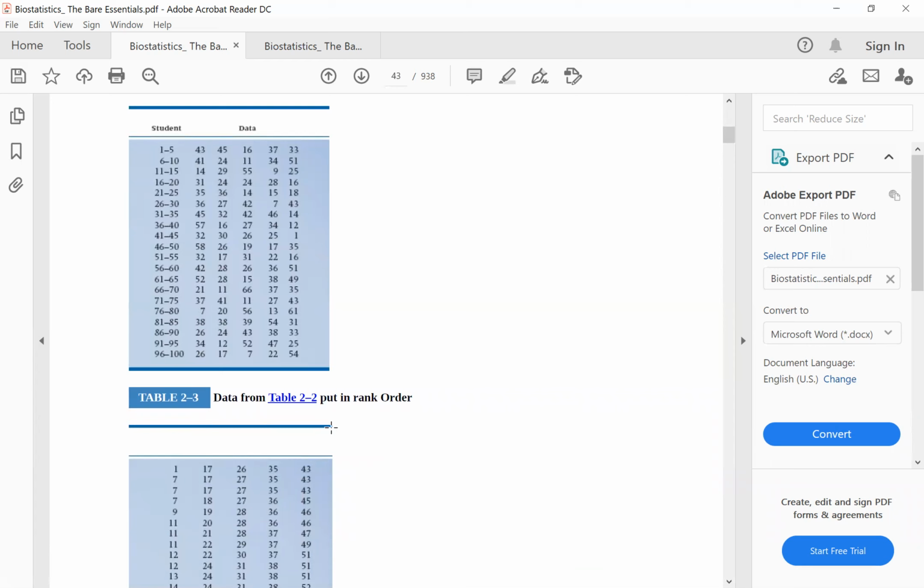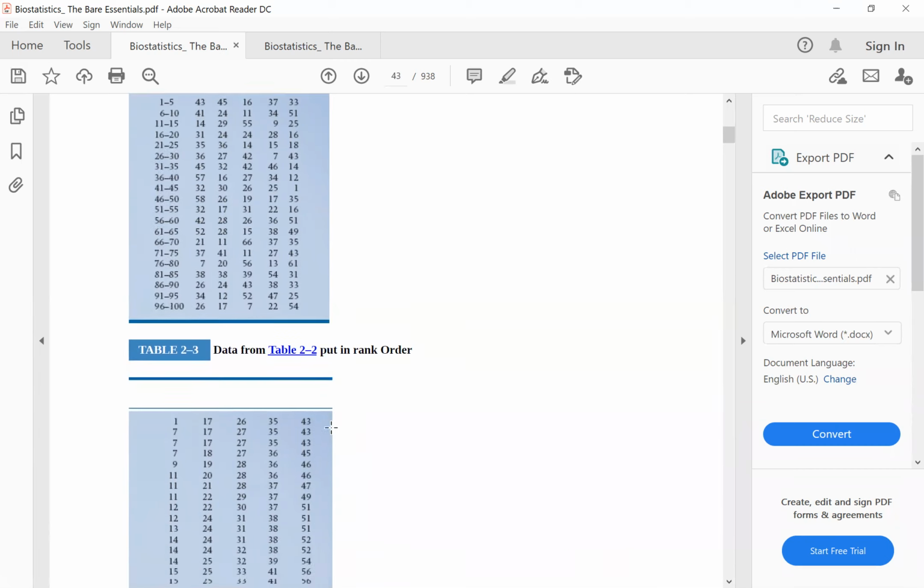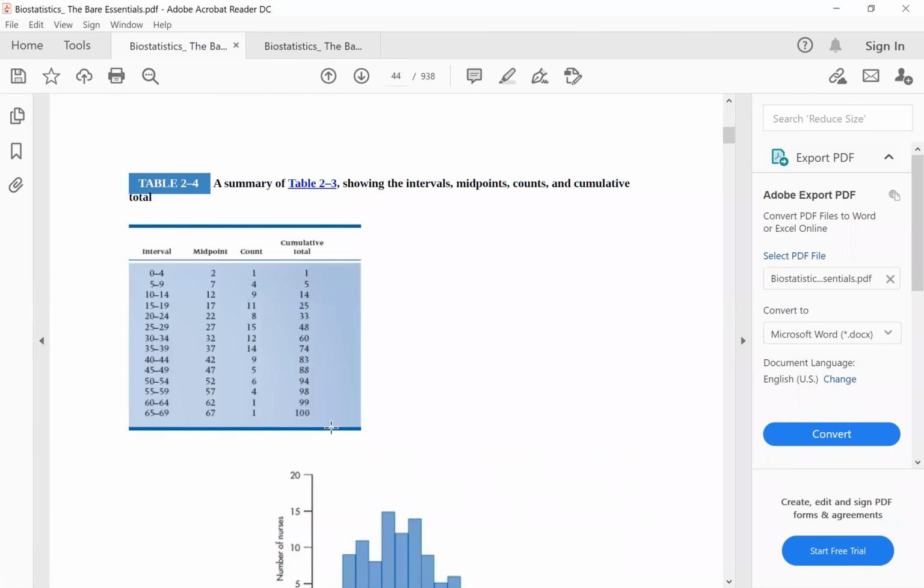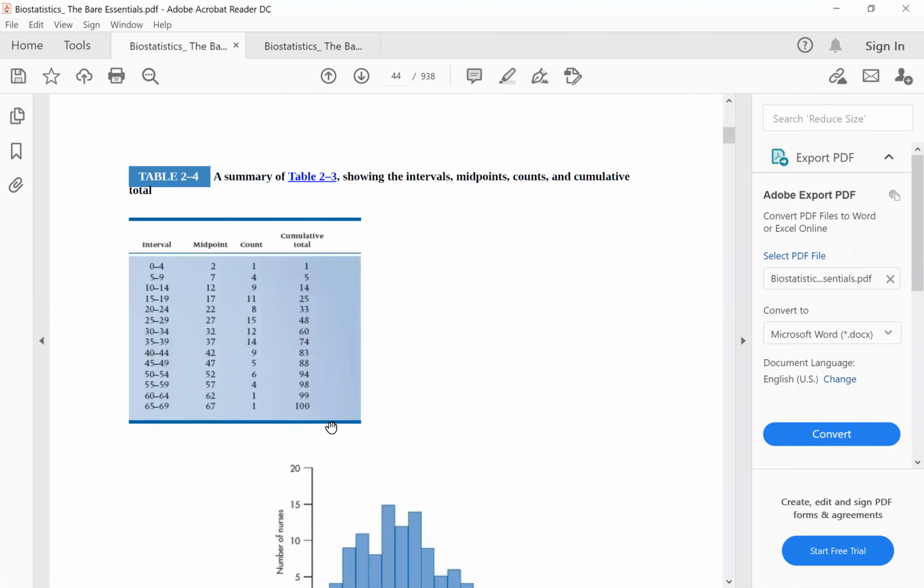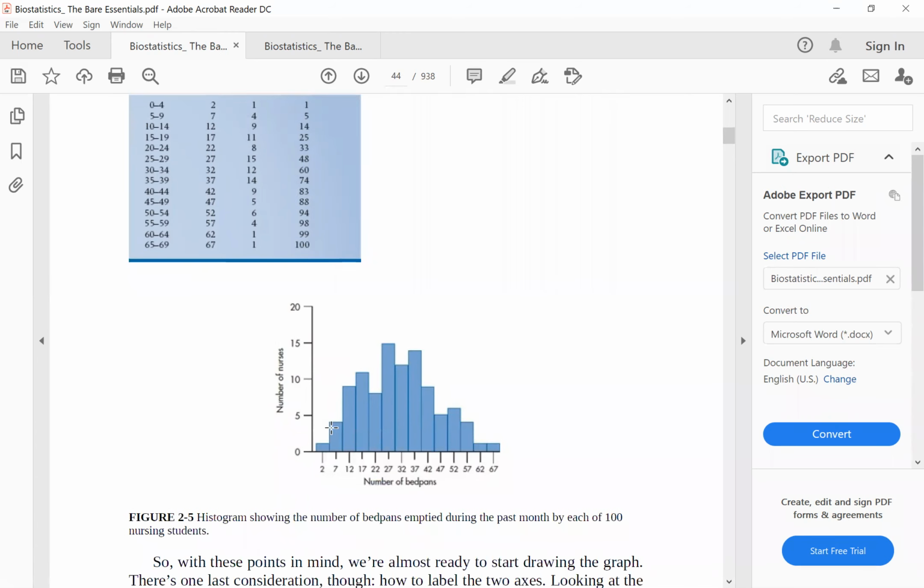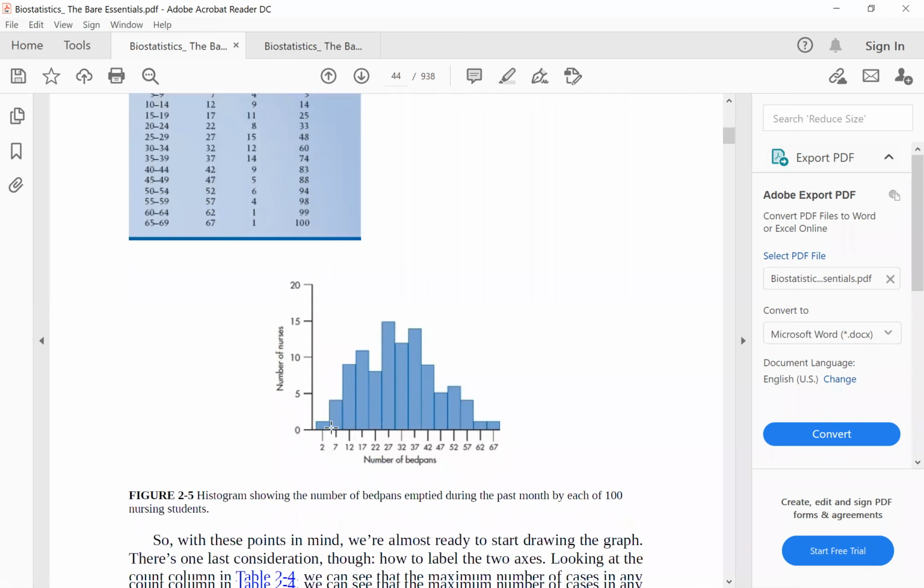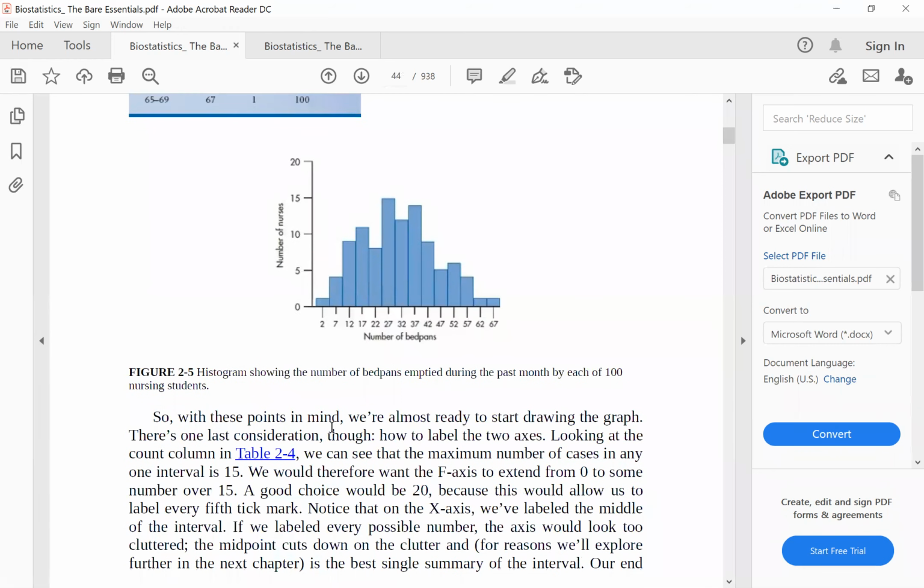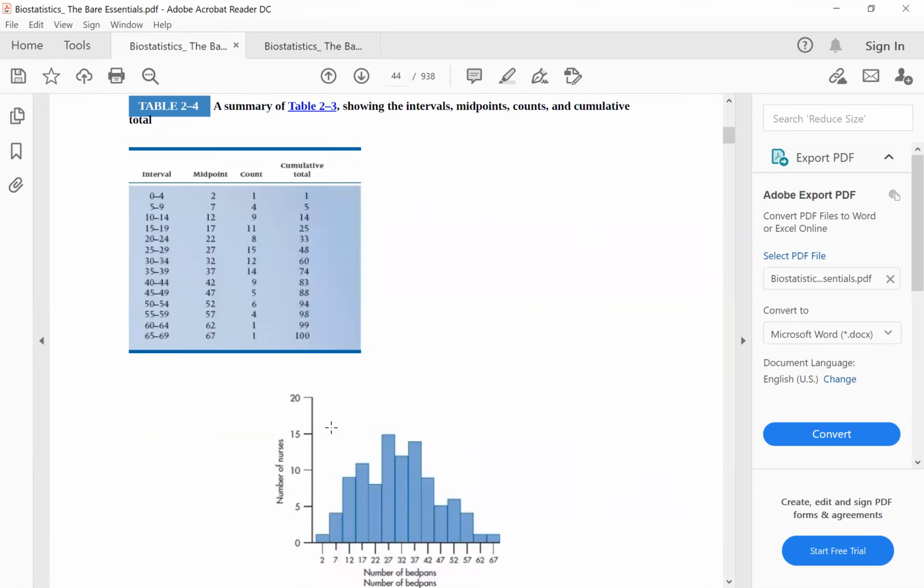So tables, data from table 2.2, we're going to rank order, and this another one showing the intervals, midpoint, counts, cumulative. This is a histogram showing the number, and so on.